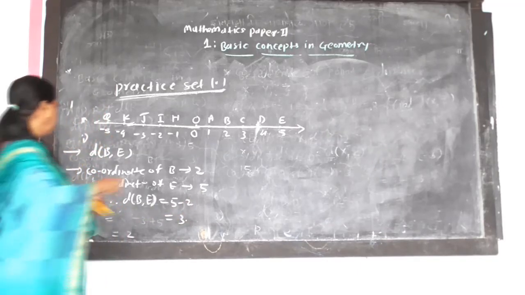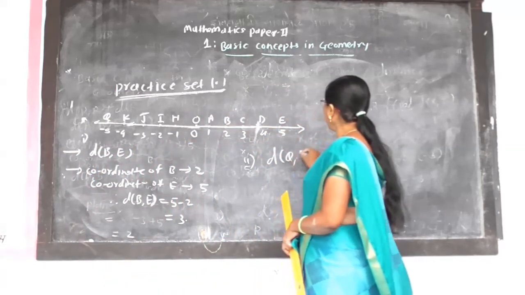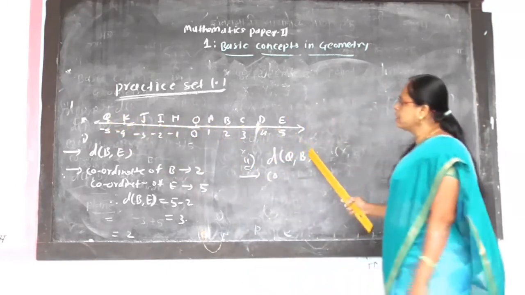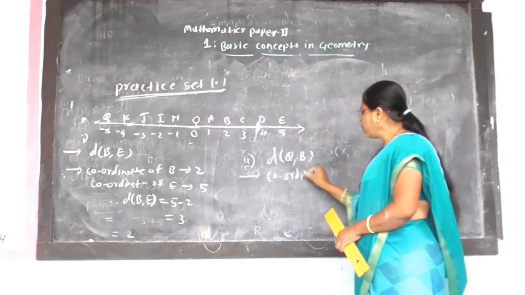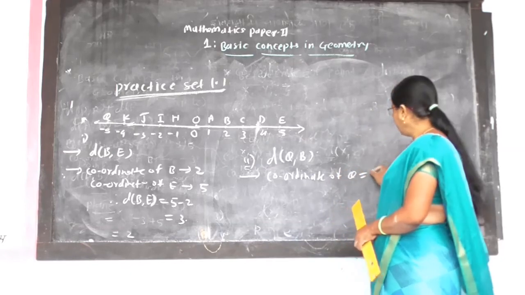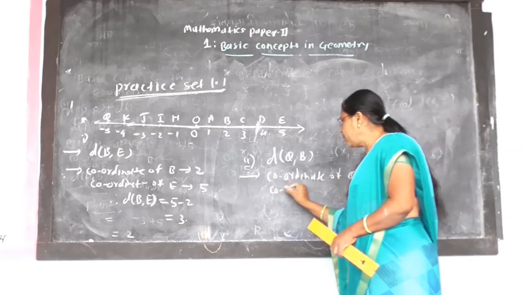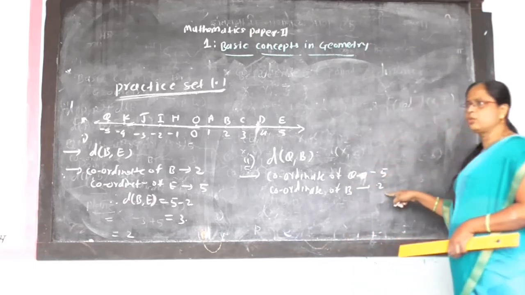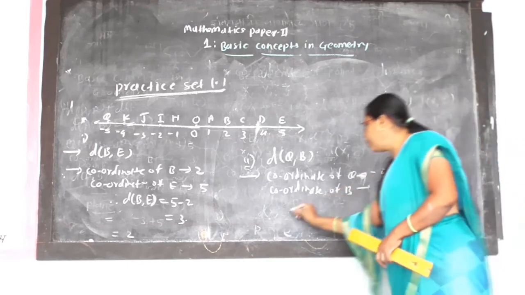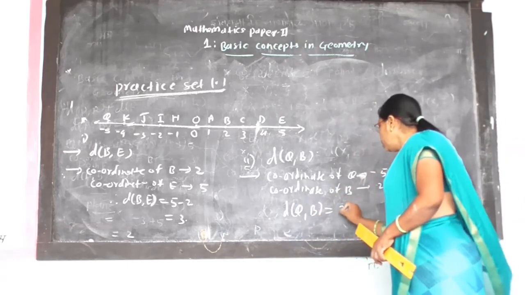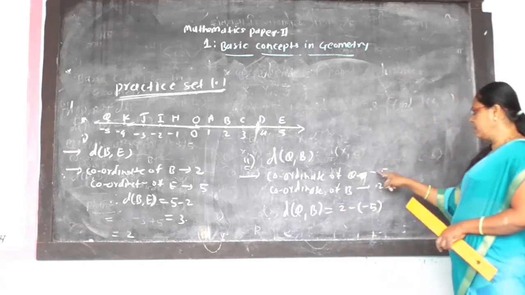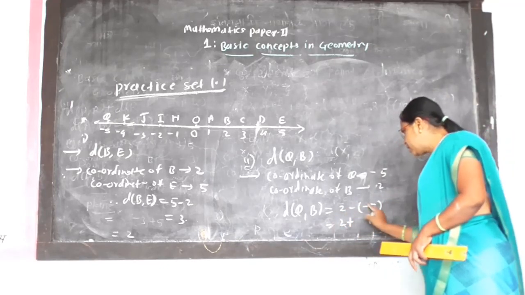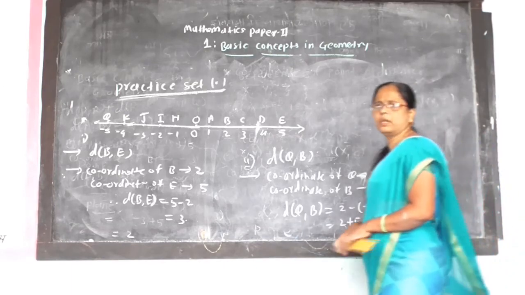Then next, find distance QB. On the number line, the coordinate of Q is -5 and the coordinate of B is 2. Here 2 is larger than -5, and therefore distance QB equals 2 minus (-5). 2 is larger, -5 is smaller, larger number minus smaller number, and therefore 2 minus (-5), which is equal to 2 plus 5 equal to 7.